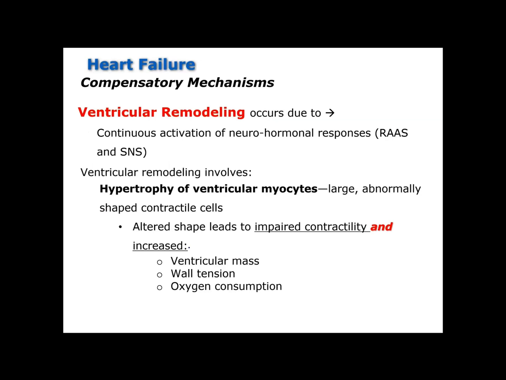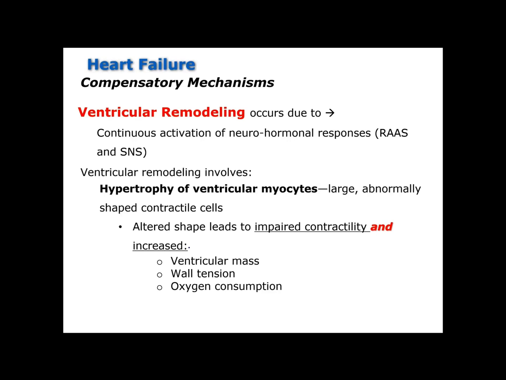And then eventually ventricular remodeling occurs. So this is continuous activation of the neurohormone responses, which causes ventricular remodeling, hypertrophy, and ventricular myocytes that are large, abnormally shaped contractile cells. And the altered shape leads to impaired contractility and increased ventricular mass, wall tension, and oxygen consumption.